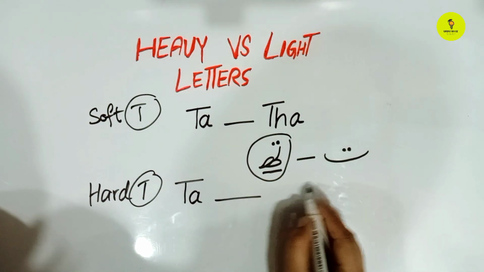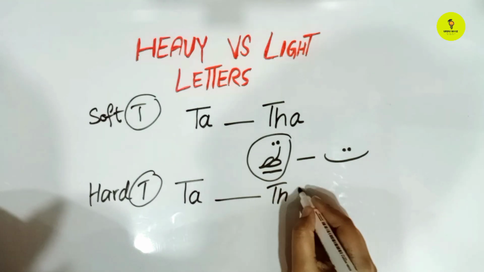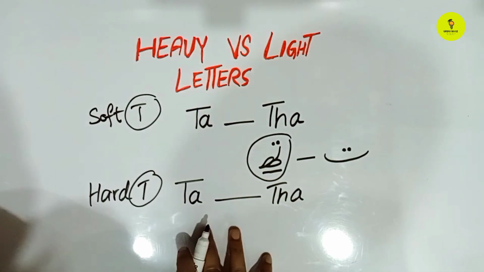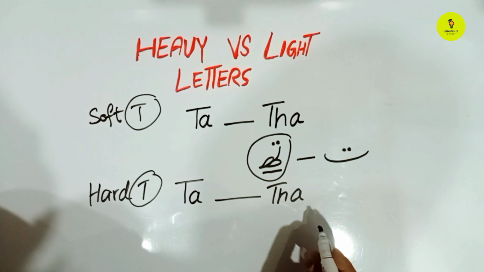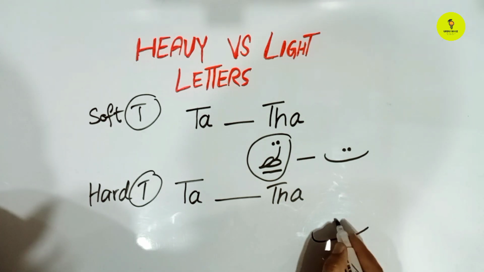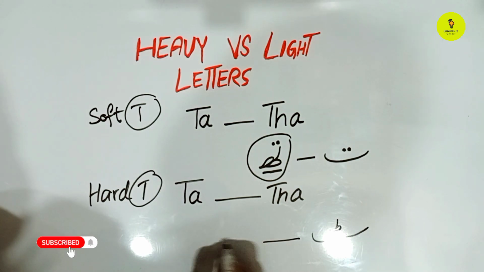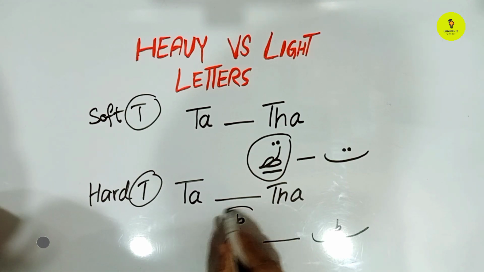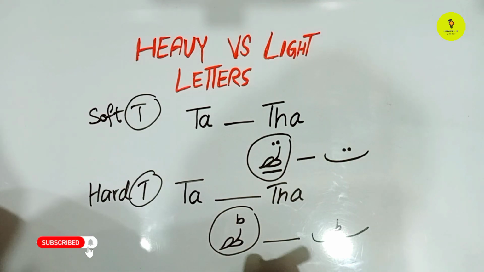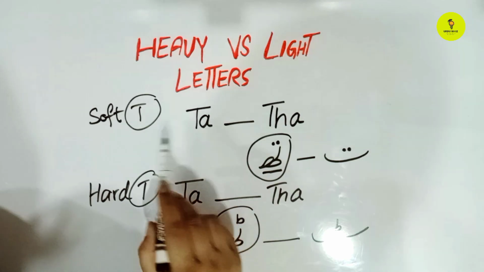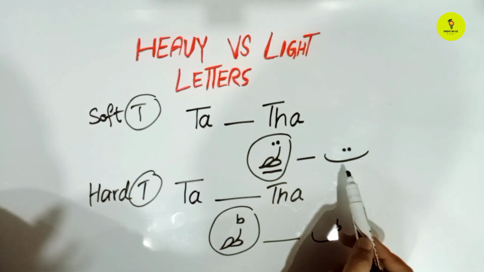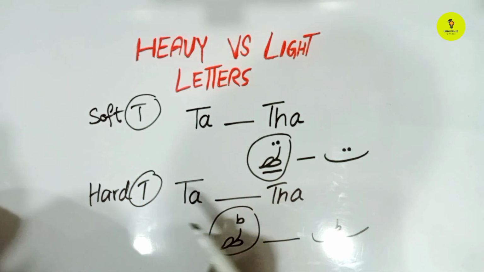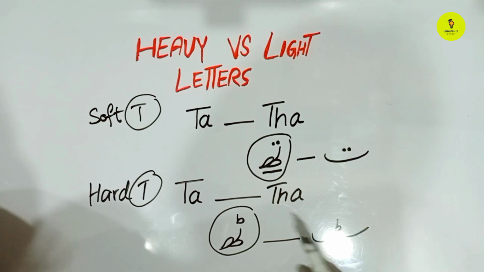Ta and ta. These are similar but in pronunciation they are different. Ta and its heavy sound is tha. Now repeat after me. Soft T sound ta and tha. The hard T sound is ta and tha.